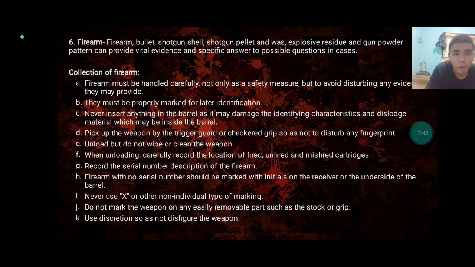When unloading, carefully record the location of the fired, unfired, and mixed fired cartridges. Record the serial number and description of the firearm. Firearms with no serial number should be marked with initials on the underside of the barrel. Never use an X or other individual type of marking. Do not mark easily removable parts of a weapon such as the stock or grip. Use discretion so as not to disfigure the weapon.